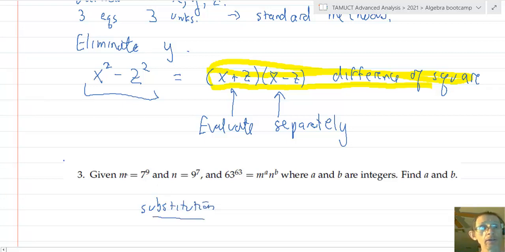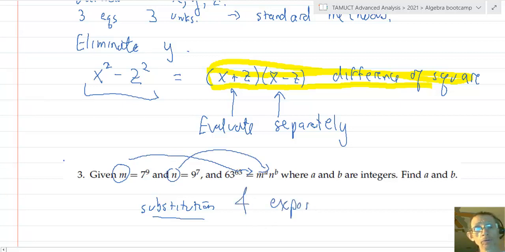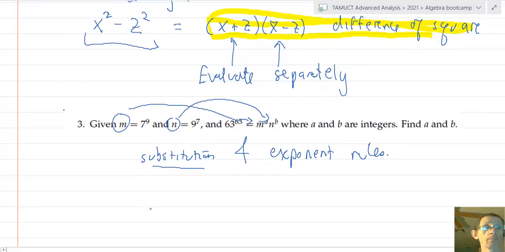Right. Here we have this m here, we can substitute that in here. And this n here, we can substitute in there. And then, I think from there, you're going to be using your exponent rules. And that will take you to where you want to go. All right, so that's my hint for number 3. Let's go on to number 4.